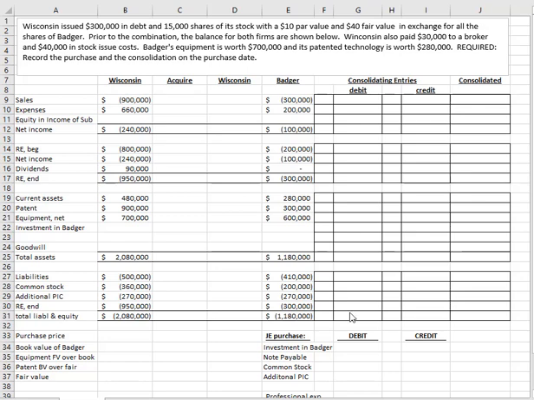So let's work on our first consolidation. Here we have Wisconsin and Badger. Their balance is before the purchase, and then they give us the details of the purchase. So the purchase was paid with some debt and stock, so a balance of debt and stock. So let's do the journal entry for that, and then we'll post the journal entry here and update Wisconsin's balance.